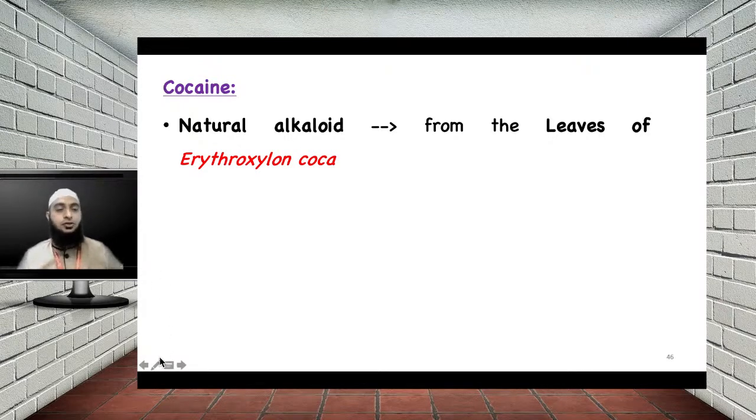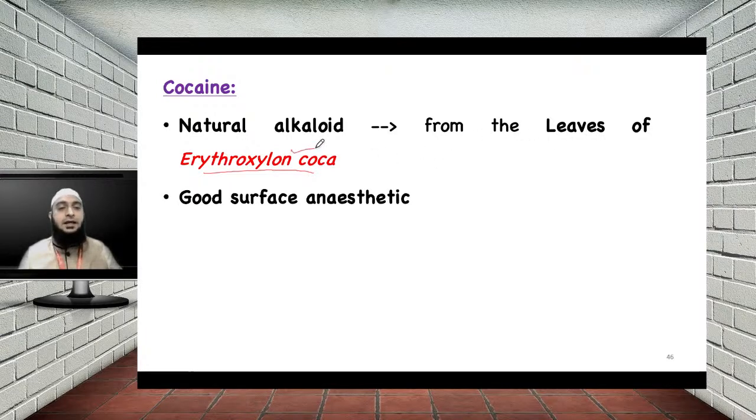So the first drug is cocaine. Cocaine is a natural alkaloid. It means it is obtained from natural resources. Okay, so it is obtained from the leaves of Erythroxylon coca. So those who are preparing for the GPAT examination, this source is very important. So cocaine is a natural alkaloid. It is obtained from the leaves of Erythroxylon coca. Okay. The second thing is that it is a good surface anesthetic. So that is the uniqueness about cocaine.